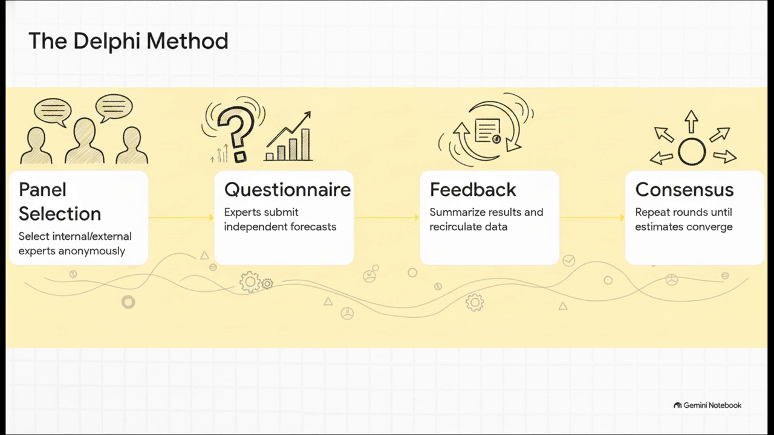First, you select a panel of internal and external experts, and you keep them anonymous. Second, they all submit their own independent forecasts through a questionnaire. Third, a facilitator summarizes all those results and circulates the data right back to the group. And finally, you just repeat these rounds over and over until the expert estimates converge into a final consensus. It completely removes ego and bias, leaving you with only pure, refined human intelligence.